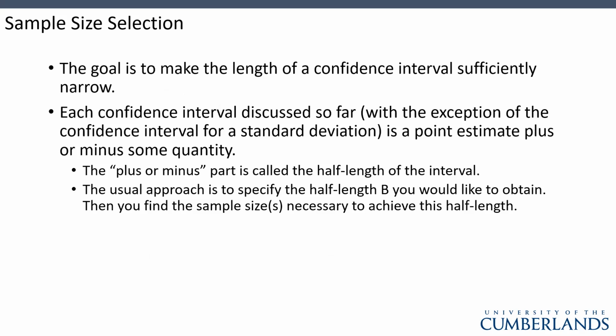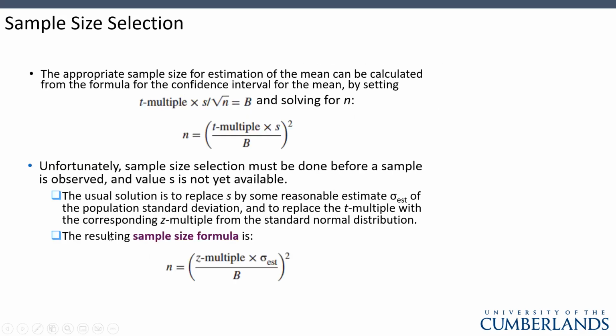The confidence intervals discussed so far are a point estimate plus or minus some quantity. The appropriate sample size for estimation of the mean can be calculated from the formula for the confidence interval for the mean by setting the margin equal to a desired value, and this is your equation for that. Unfortunately, sample size selection must be done before a sample is observed, and the value of S is not yet available.